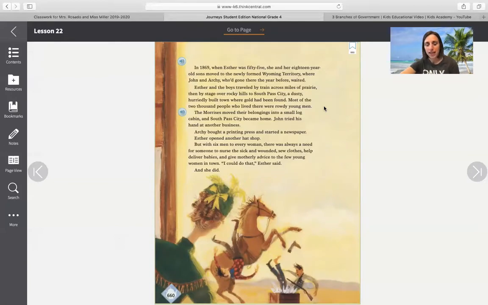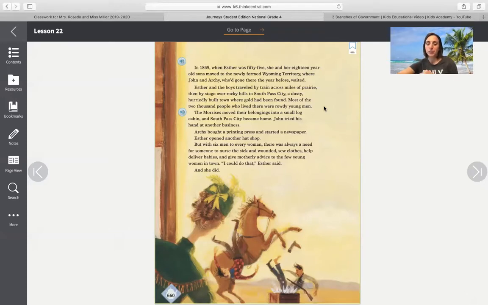John tried his hand at another business. Archie bought a printing press and started a newspaper. Esther opened another hat shop. But with 6 men to every woman, there was always a need for someone to nurse the sick and wounded, sew clothes, help deliver babies, and give motherly advice to the few young women in town. "I could do that," Esther said, and she did.